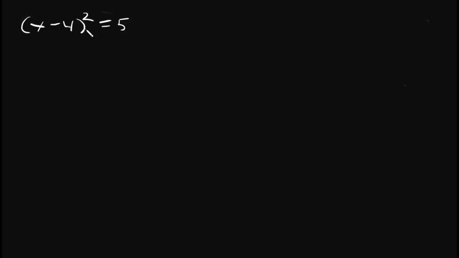Another way of expressing that is we could move the 5 to the other side. We could subtract 5 from both sides of the equation and end up with (x - 4)^2 - 5 = 0. You could say that we're looking for the values of x which will make the whole equation, if it's all on one side of the equal sign, be equal to 0.